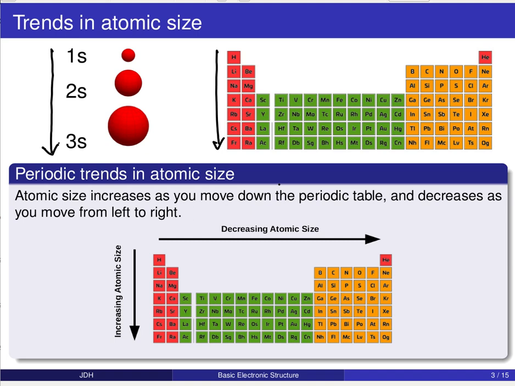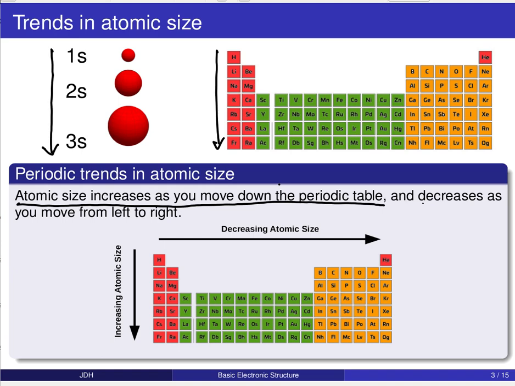So the first trend then that falls out of this organization of the periodic table is that the atomic size increases as you move down the periodic table, down any given column. And this is simply a manifestation of having placed more electrons in these larger orbitals, orbitals with a larger principal quantum number n. Okay? So first trend, atomic size increases as you move down the periodic table.